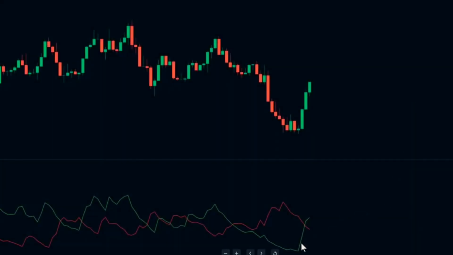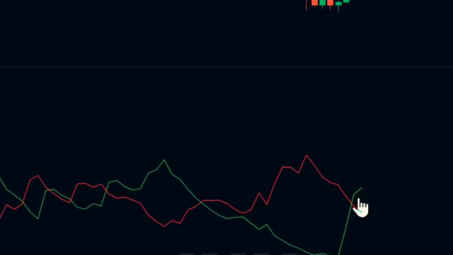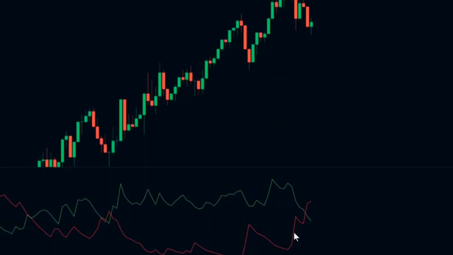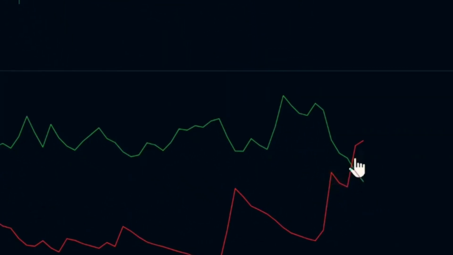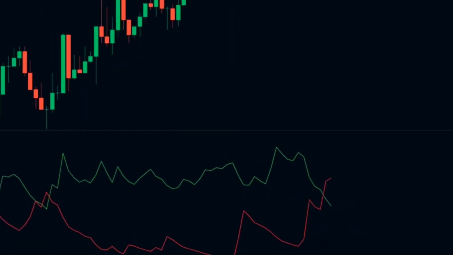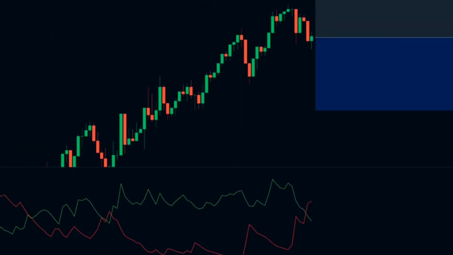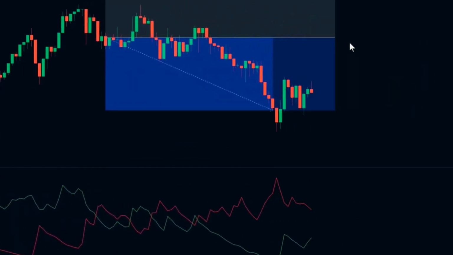Here's how we'll use this indicator: whenever the green line crosses above the red line, it signals a potential buy. Conversely, when the red line crosses above the green line, it signals a potential sell. These crossovers will be our main signals for entering trades.